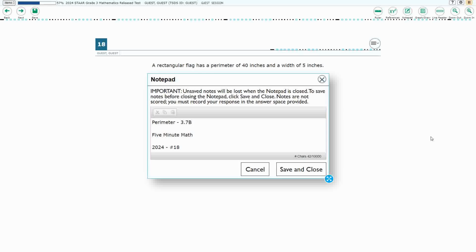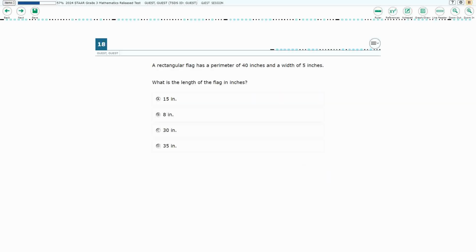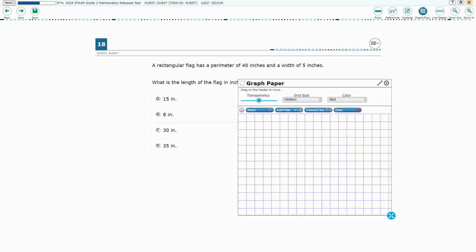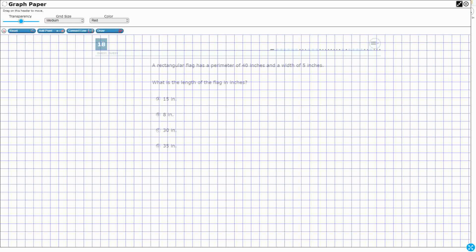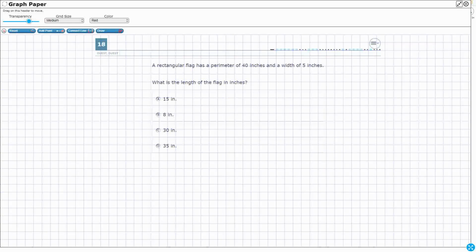Today we are looking at the third grade concept of perimeter. This is standard 3.7b in the great state of Texas, and we're using item number 18 of the 2024 released STAAR test. If you haven't done so already, please go ahead and take a moment to pause the video, work this problem out on your own, unpause it, and we will look at our answers together.